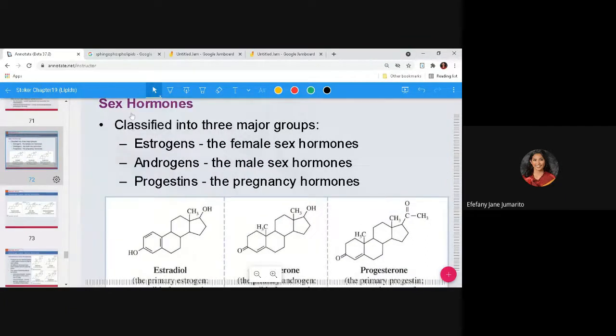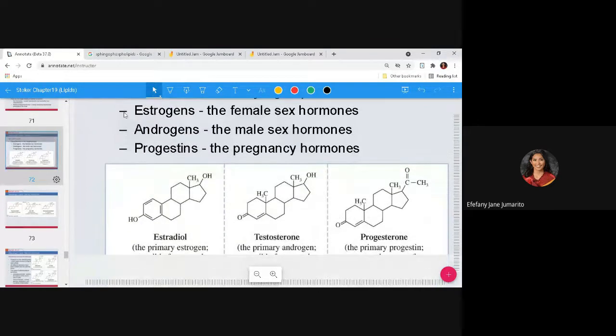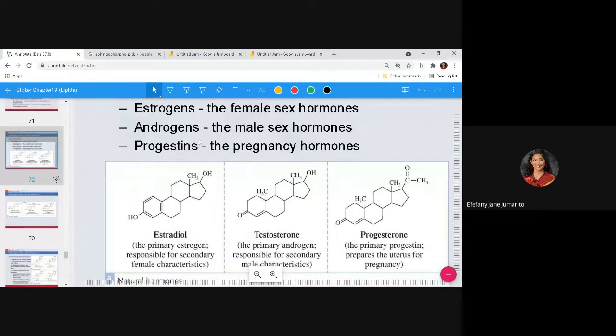Okay, we have the sex hormones. We have estrogen, androgens, and progestin. So estrogen is for your female sex hormones. Then androgen is your male sex hormones. Then progestin is for pregnancy hormones. Now look at the difference, class. Look, it's still a steroid.